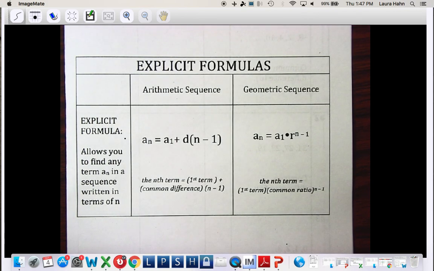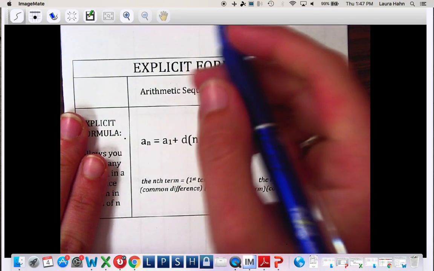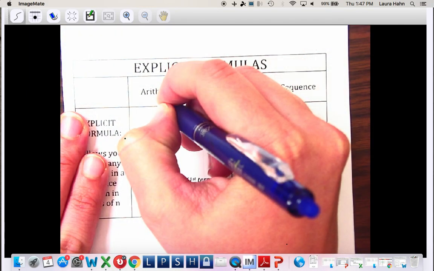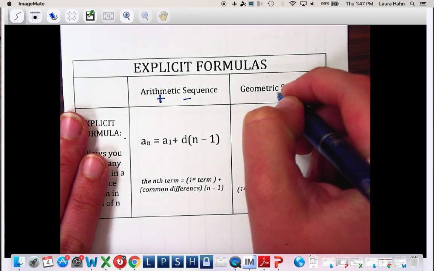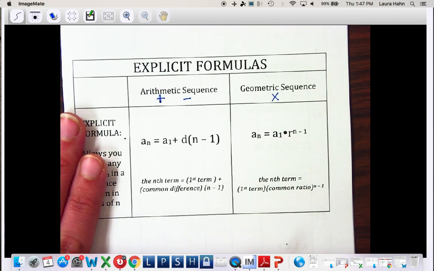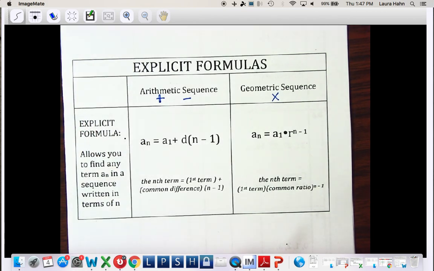Okay guys, today is very similar to what we did yesterday, but these are called explicit formulas. We will still have arithmetic and geometric. So remember, arithmetic is whenever you are adding or subtracting a number in your pattern, and geometric is when you are multiplying. Okay, so remember, do not get tripped up on the symbols. As long as you know what the symbols mean, it's okay.